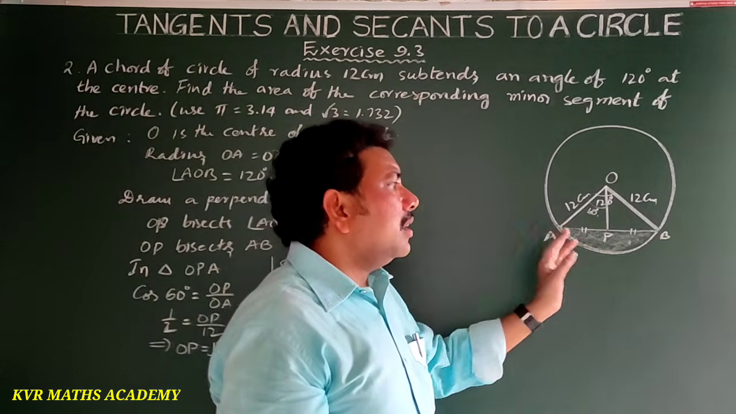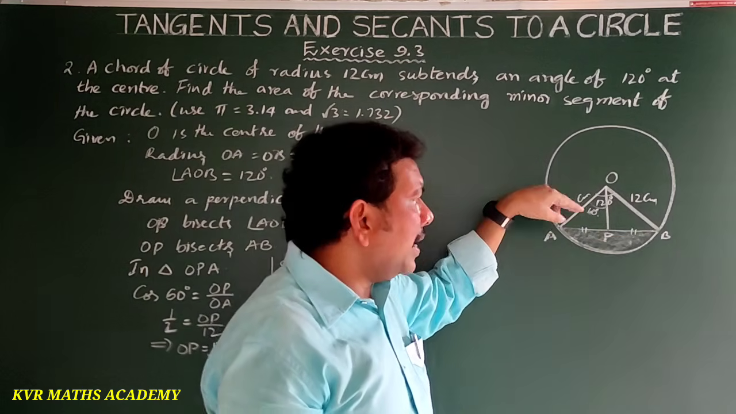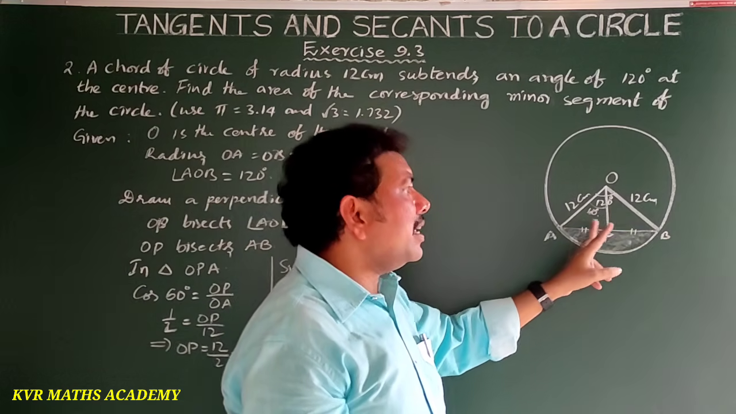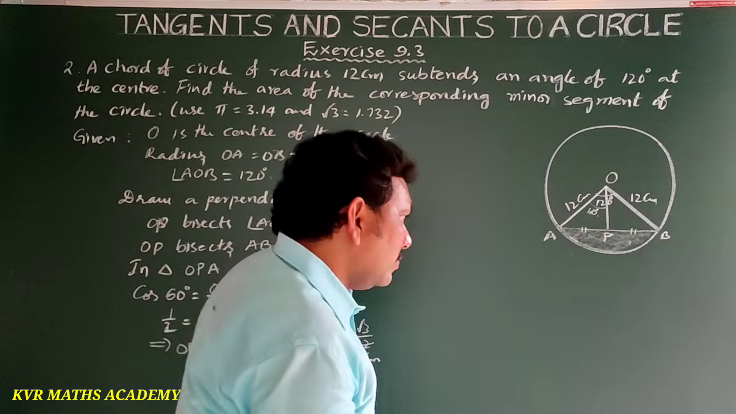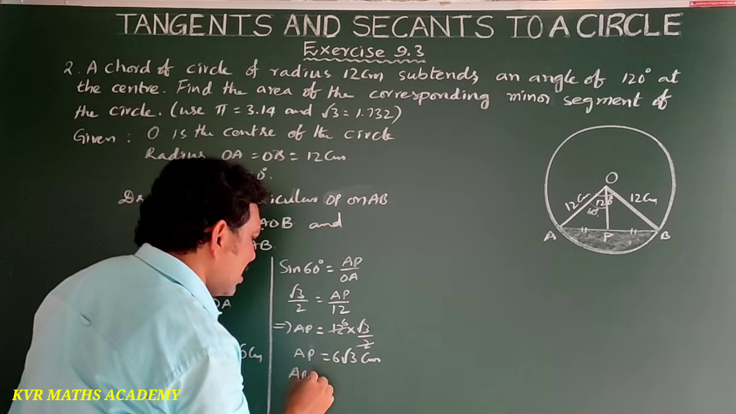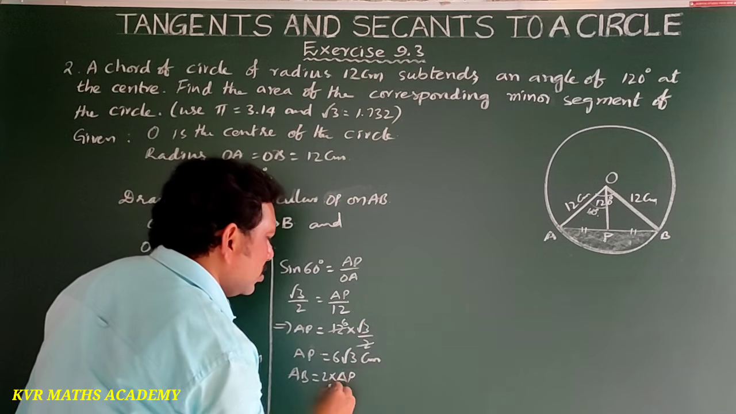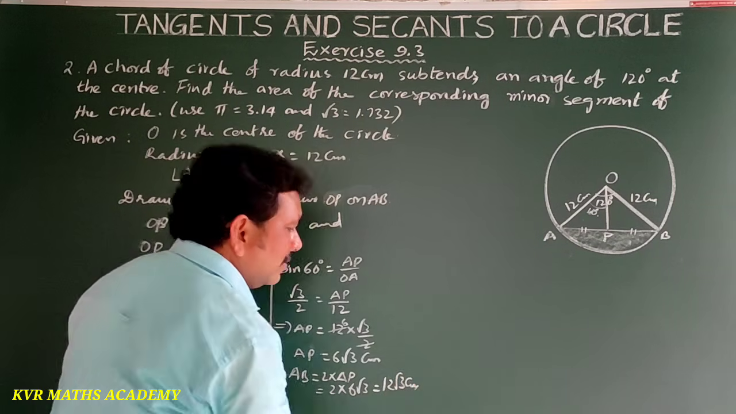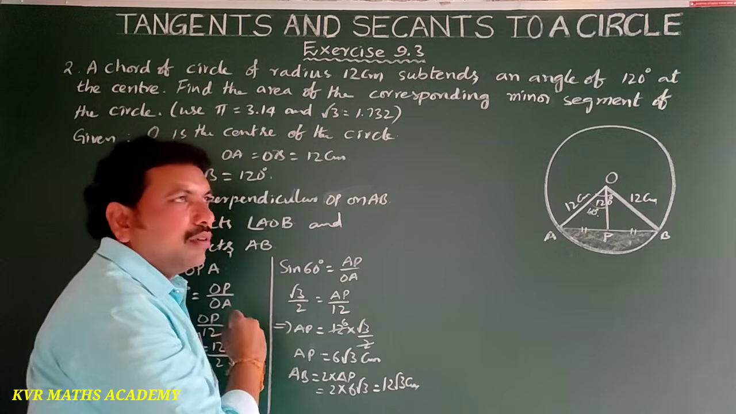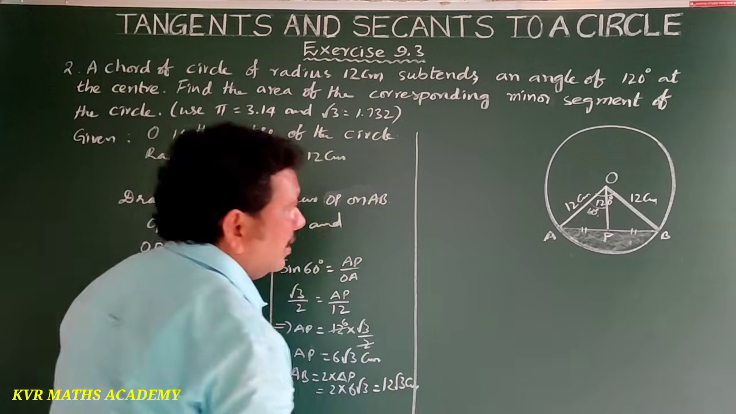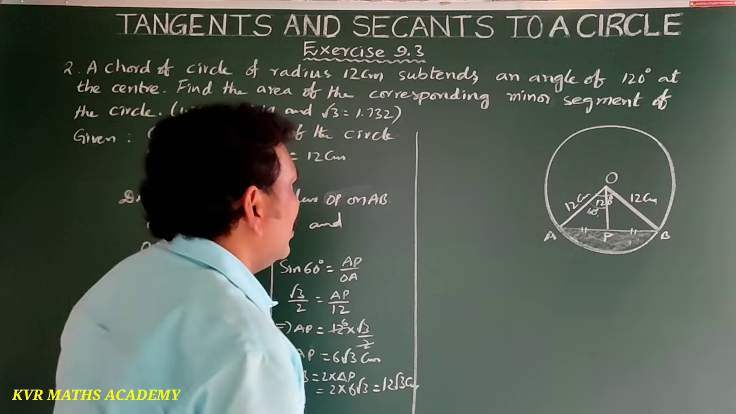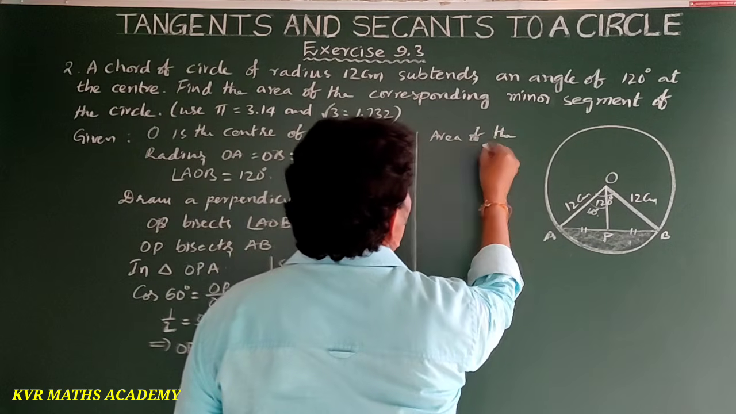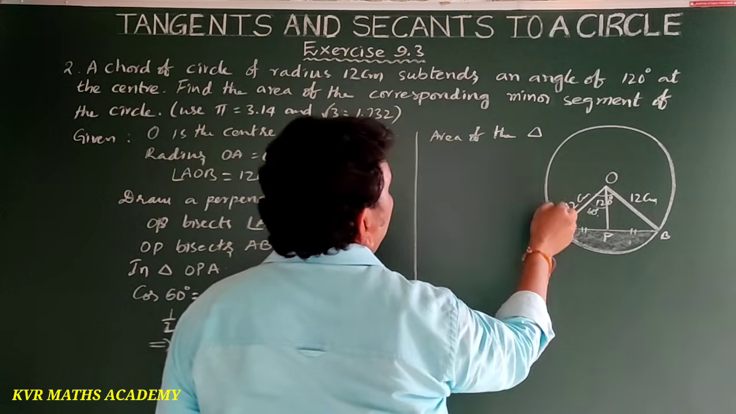So here AB, we have to find AB only. Base is AB. In triangle AOB, base is AB. That's why AB is twice of AP. AB is equal to 2 into AP. So that is equal to 2 into 6 root 3, 12 root 3 centimeters. AB is equal to 12 root 3 centimeters. Now find. Understood clearly? Yes. Now area of the triangle AOP.